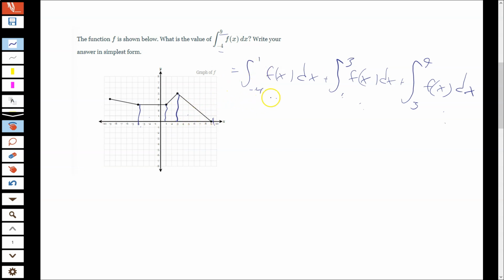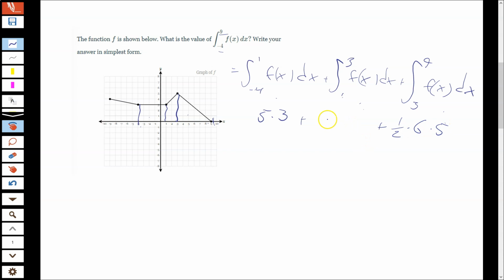Okay, so notice my first piece is just a rectangle, right? And it's a rectangle of base 5, height 3. So that's going to be base times height, 5 times 3. I'm going to skip that middle piece because that's a weird shape. We're going to come back to it. My right hand integral from 3 to 9 is a right triangle, right? And it's got base 6, height 5. So 1/2 times 6 times 5.